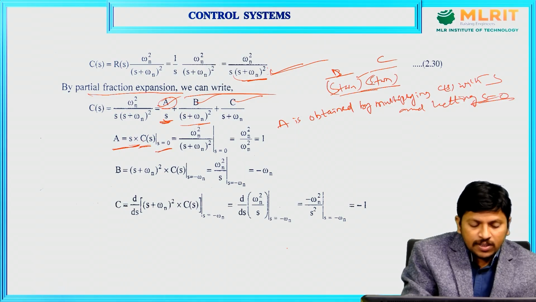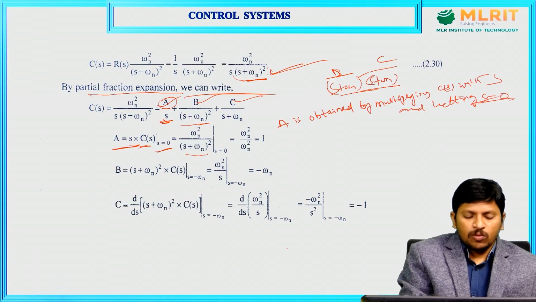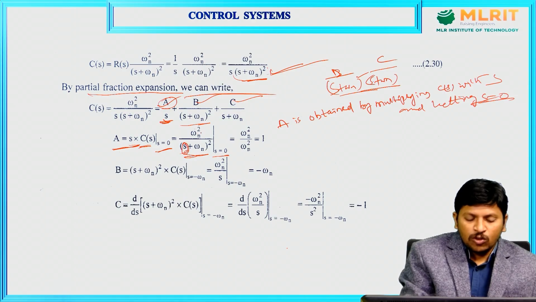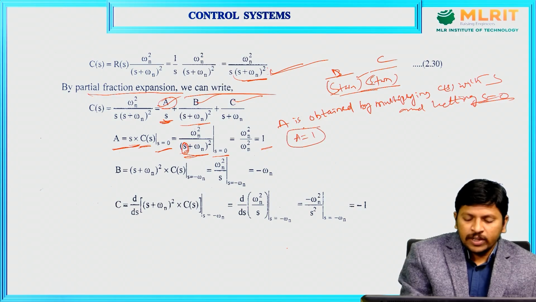Here C of s, we know, is omega n square divided by s plus omega n whole square. Substituting s equals 0, we get omega n square divided by omega n square, which equals 1. So A equals 1, you will get, right?